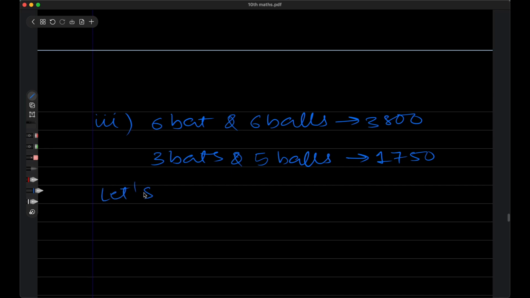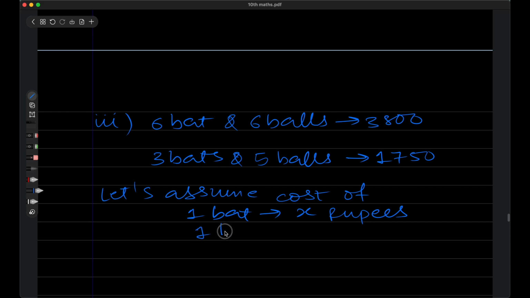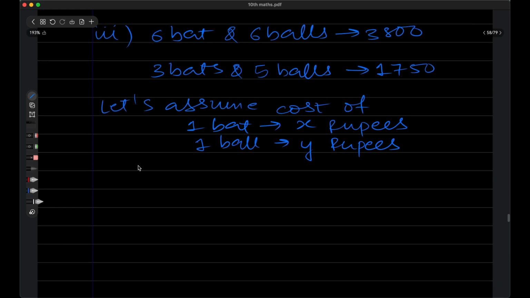So let's assume cost of 1 bat is x rupees and 1 ball is y rupees. So the equation first will be 6 bat. We have cost of 1 bat equals to x rupees. So cost of 6 bat will be 6 into x rupees plus cost of 1 ball is y rupees. So cost of 6 ball will be 6y rupees.